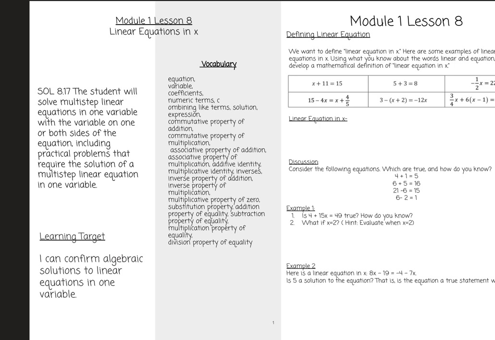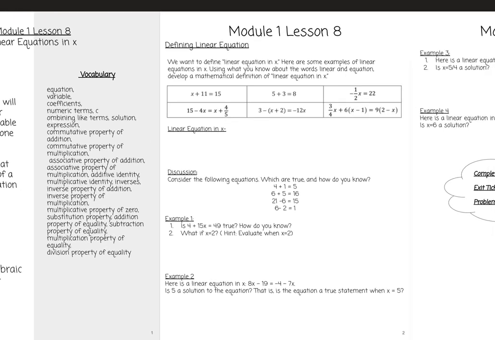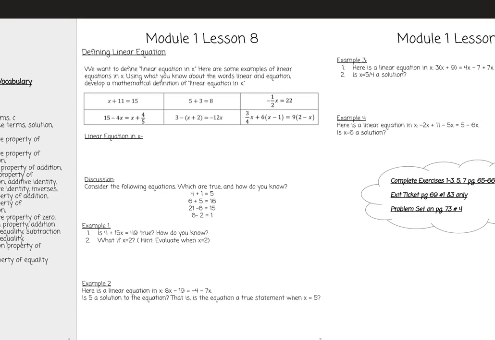So we haven't gotten quite into solving multi-step equations, but we're going to look at when we have a multi-step equation and we have a solution, just confirming that that value is actually a solution. By the end of this lesson, you'll be able to confirm solutions to linear equations in one variable. All right, so the first thing I want to take a look at is defining what a linear equation is. Looking at the examples that are listed below.